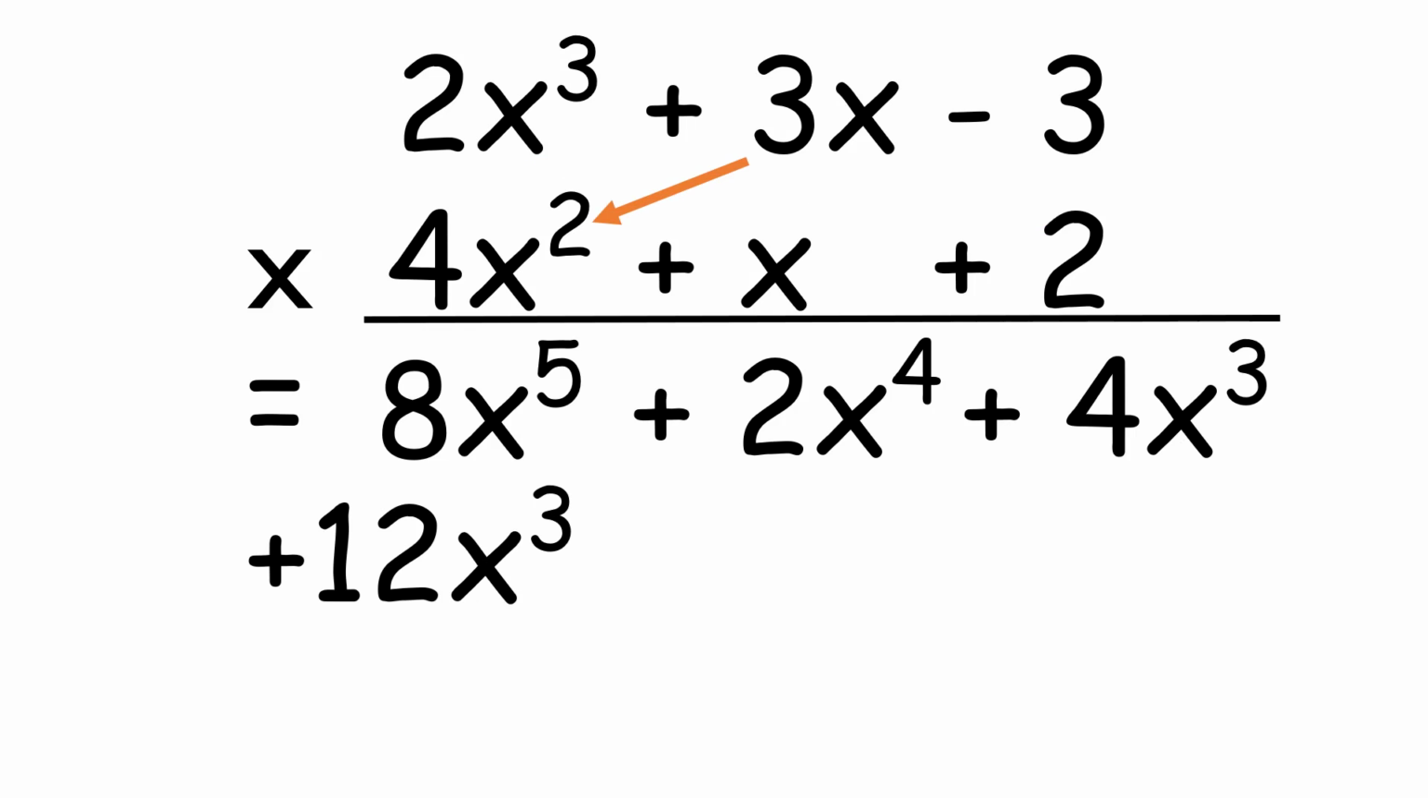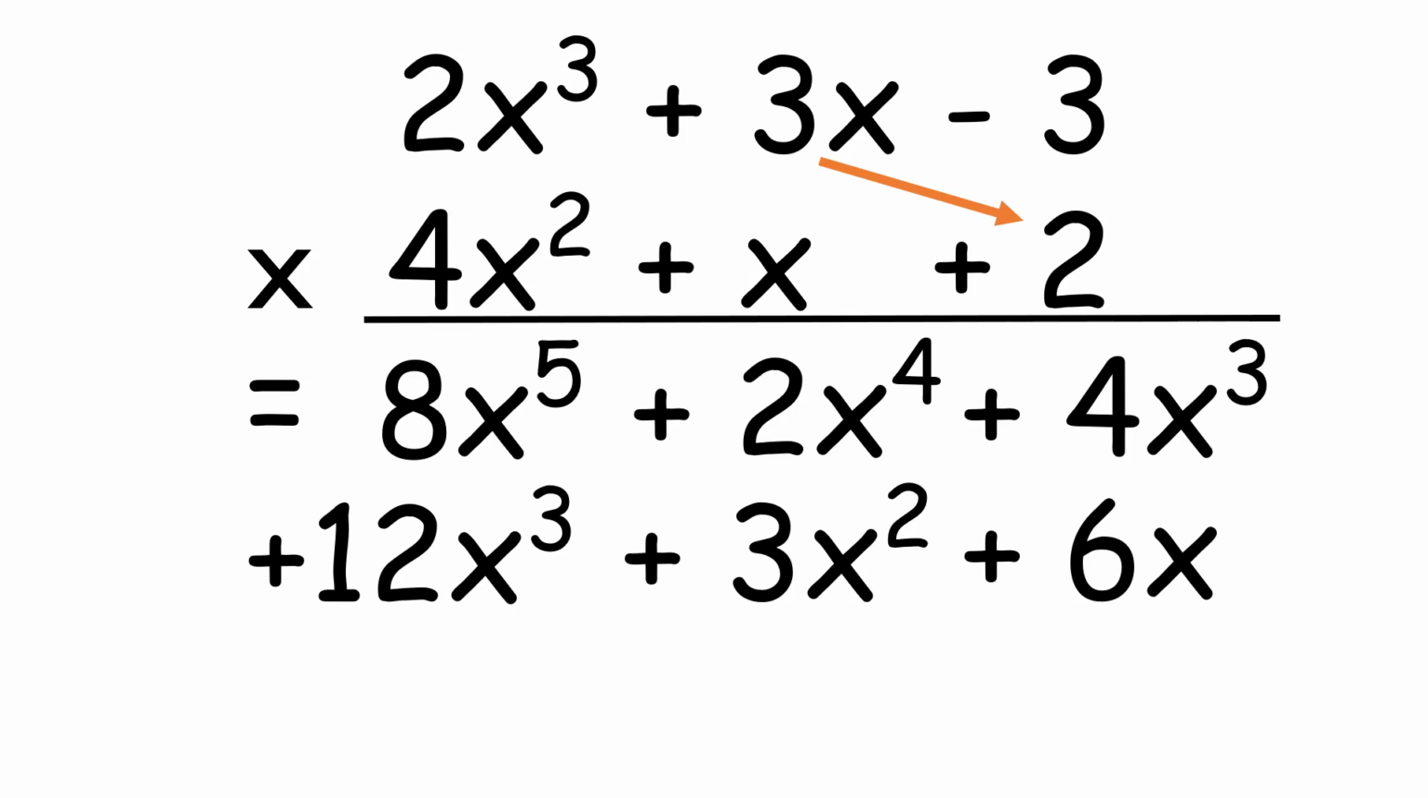Then 3x times 4x squared is 12x cubed. 3x times x is 3x squared. And 3x times 2 is 6x.